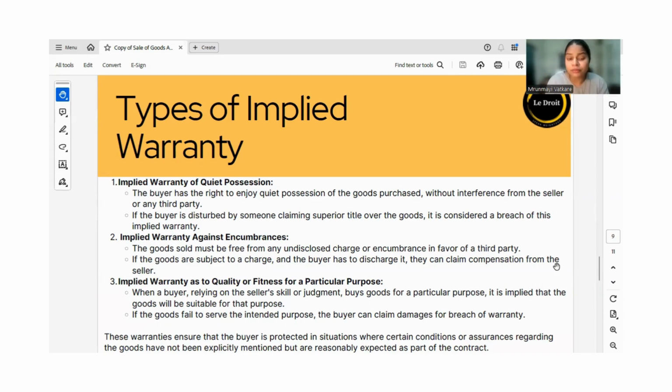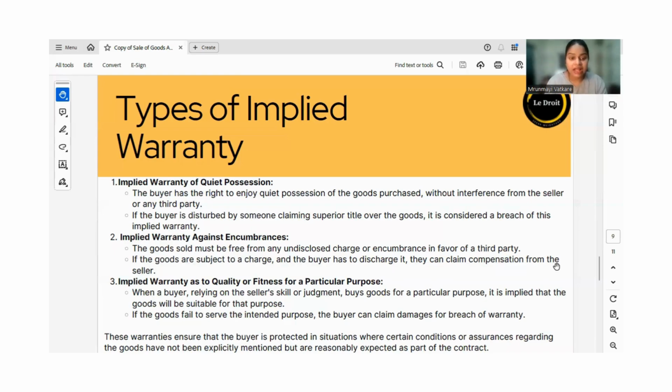Implied warranty against encumbrances. The goods sold must be free from any undisclosed charge or encumbrance in favor of a third party. If the goods are subject to a charge, the buyer has to discharge it. They can claim compensation from the seller.